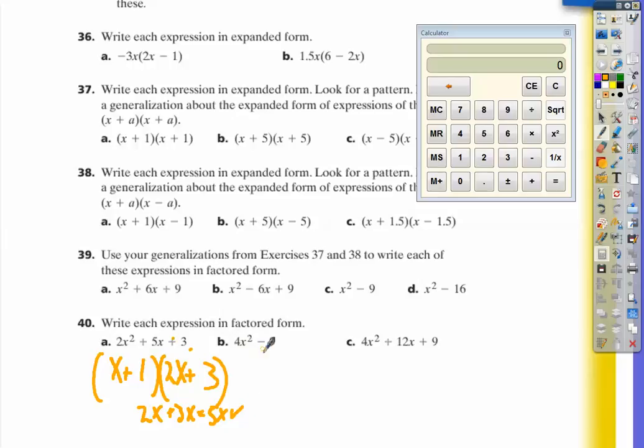So here we look for a common monomial. Do I have something that goes into 4x squared and 9? The answer is no. So the next thing I look for is a difference of squares. Is this a perfect square? Yeah. Is this a perfect square? Yeah. Is that a difference? It is. So this is a difference of squares. You know that a difference of squares will have one positive and one negative. Doesn't matter which one is which. And you just take the square root of each of these. The square root of 9 is 3. The square root of 4 is 2. x times x is x squared.